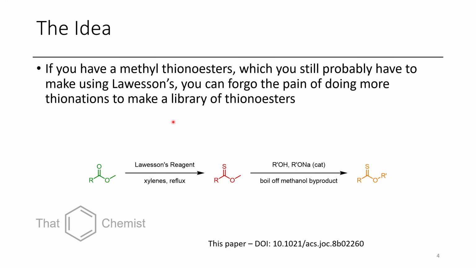And so the idea is essentially this. You take an ester, you make a methyl thionoester, and then you can treat it with a base catalyst in the presence of another alcohol. A transesterification reaction can occur, and then methanol is formed as the product, and methanol can just boil off.